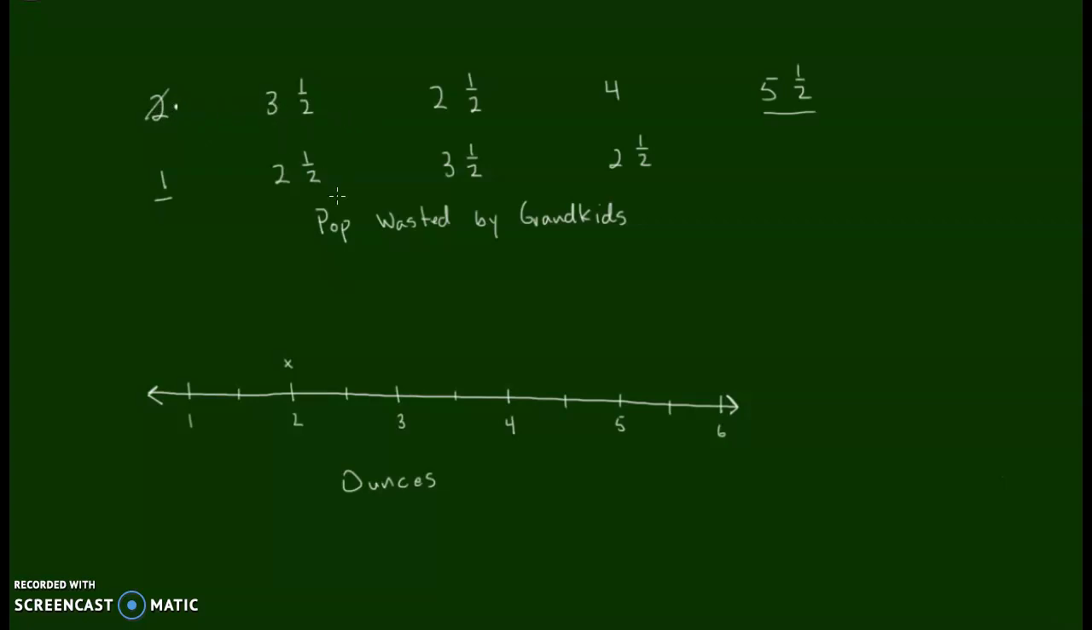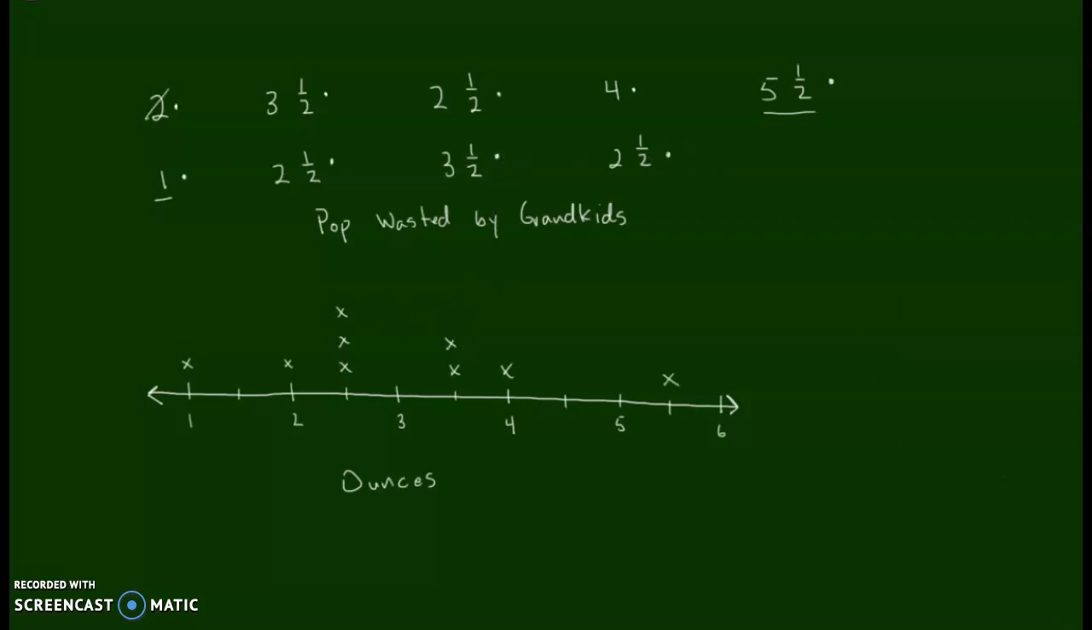So the next grandkid wasted 3.5 ounces. Then 2.5 ounces, 4 ounces, 5.5 ounces, 1 ounce, 2.5 ounces, 3.5 ounces, and another one for 2.5 ounces.